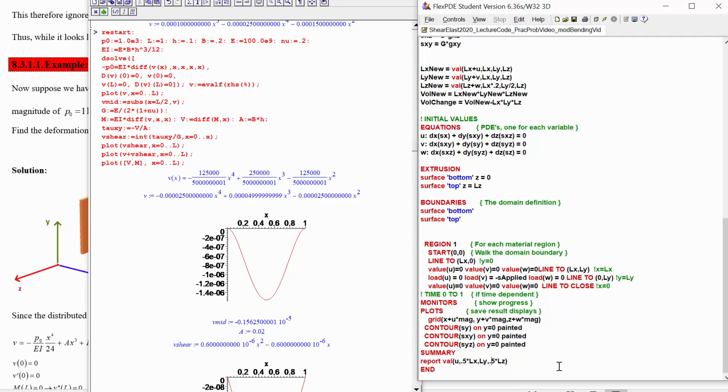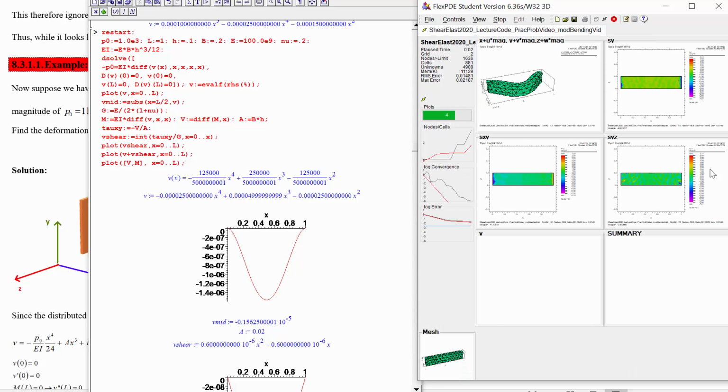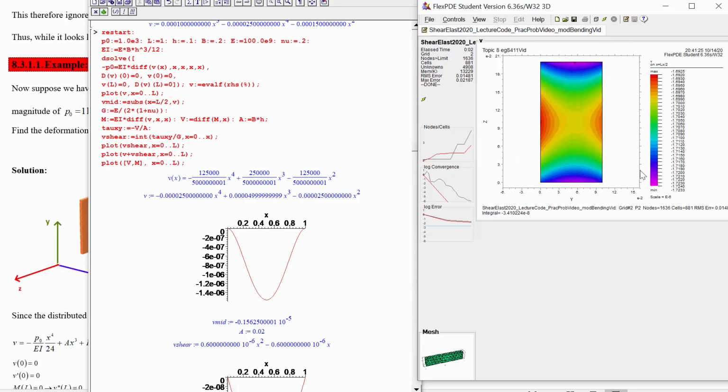So we can say summary of V in, sure, let's plot it in the middle. So at half Lx, at Ly over 2 and half Lz. How about directly in the middle? And then just in case it depends on where we are at in X or Y, let's make a contour plot of that. Contour of V on X equals Lx over 2 painted. So here we go. The displacement looks like it changes around at different spots on that surface.